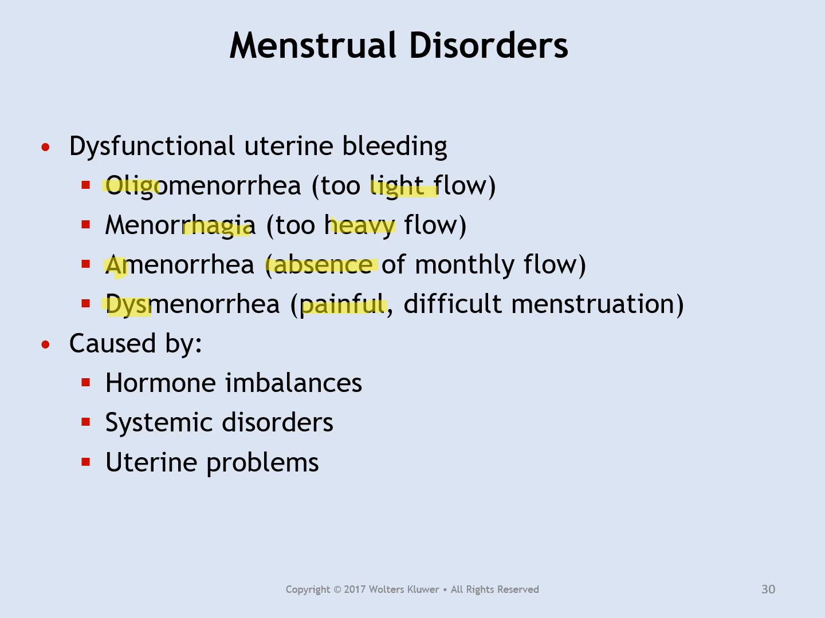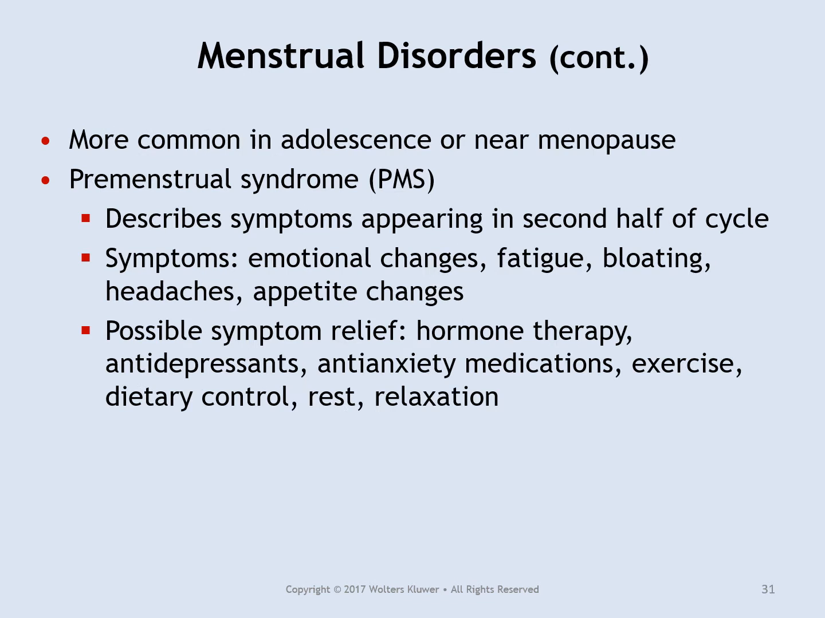And that's from hormone imbalances, and other systemic disorders can show up as these uterine bleeding issues. They pop up a lot at menarche and in adolescence and at menopause.